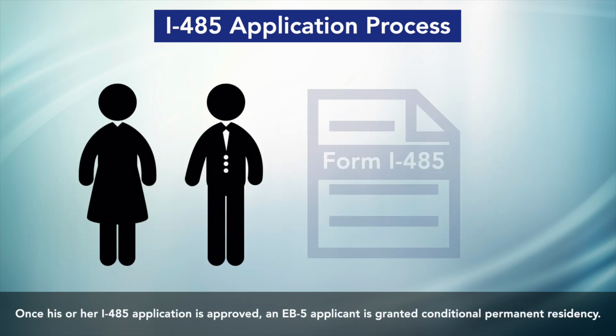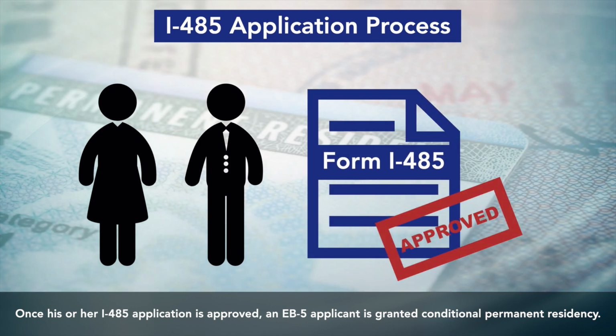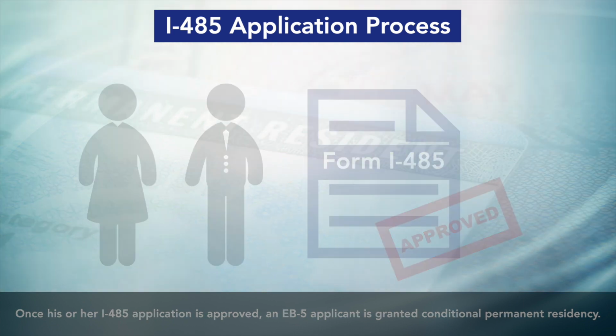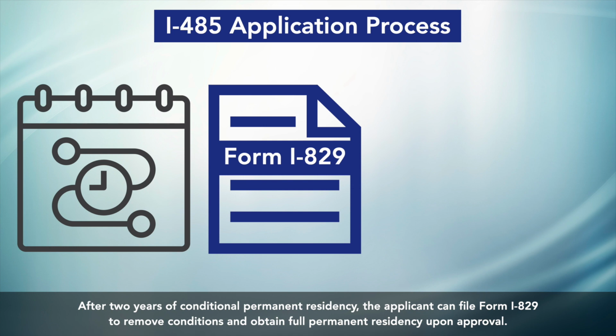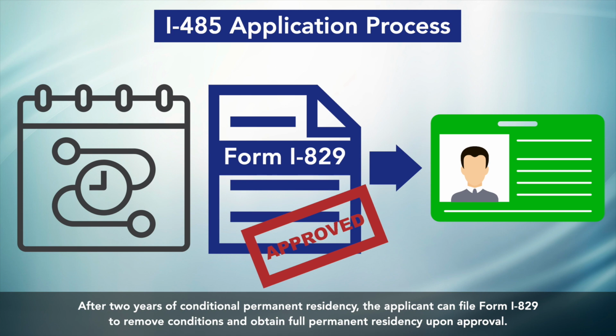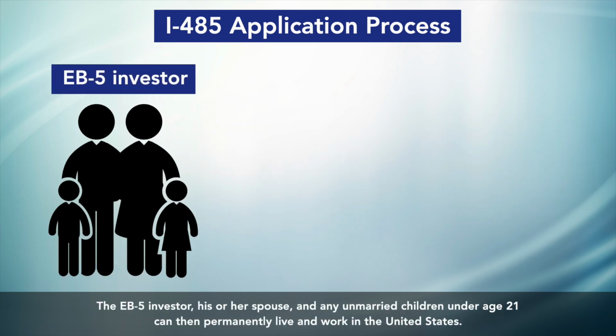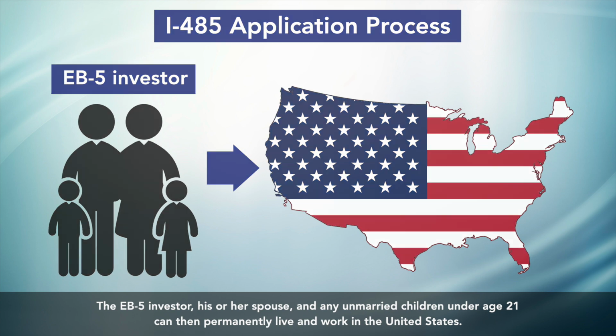Once his or her I-485 application is approved, an EB-5 applicant is granted conditional permanent residency. After 2 years of conditional permanent residency, the applicant can file Form I-829 to remove conditions and obtain full permanent residency upon approval. The EB-5 investor, his or her spouse, and any unmarried children under age 21 can then permanently live and work in the United States.